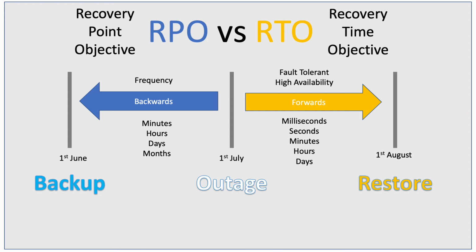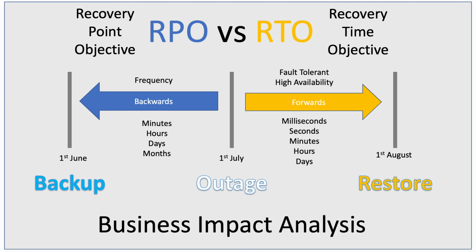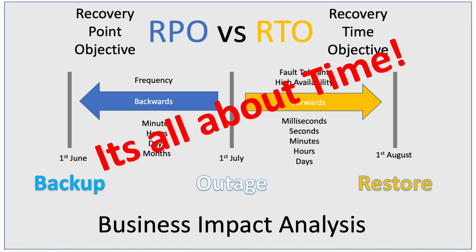Now, if we look at the broader picture here, RPO and RTO are part of what we call the business impact analysis, okay? And in general, when I'm looking at the RPO and the RTO, it's all about time, right? It's all about whether you're going backwards in time or you're going forward in time. It's all associated with time, okay? And really, it's all about striking the right balance for your organization's needs, right? Okay? That's essentially what it is.